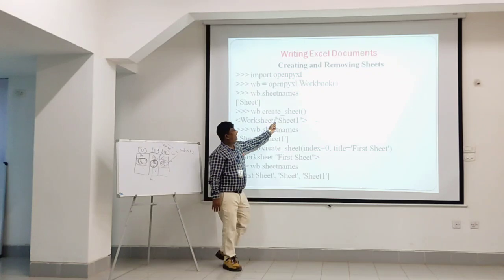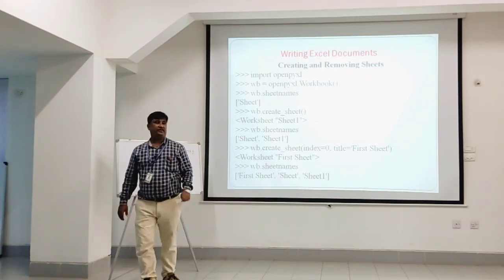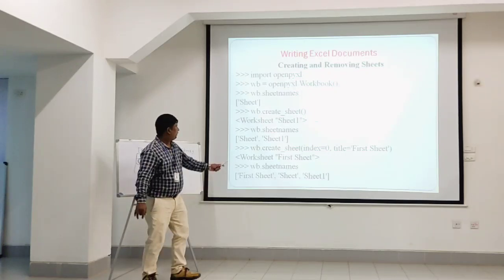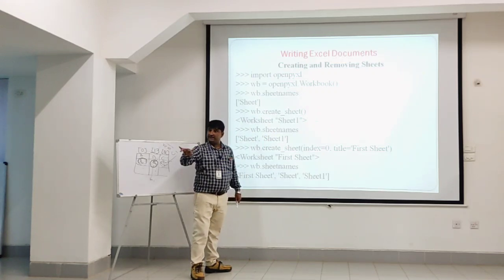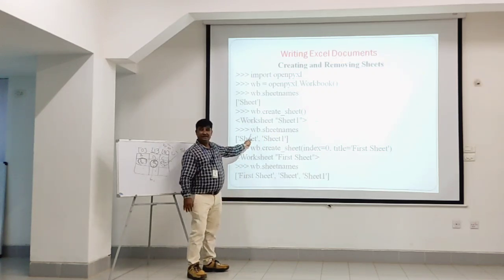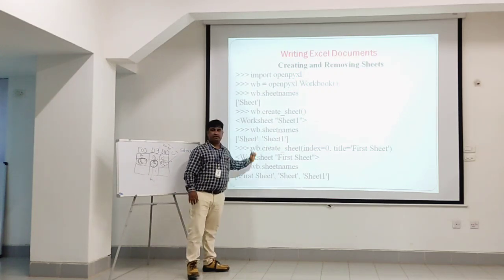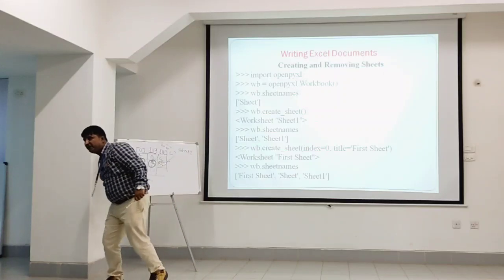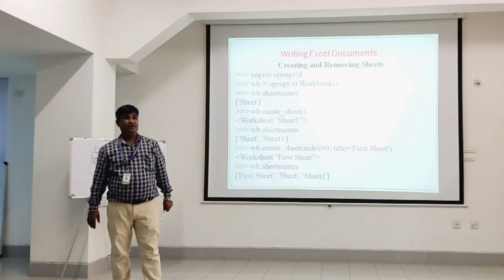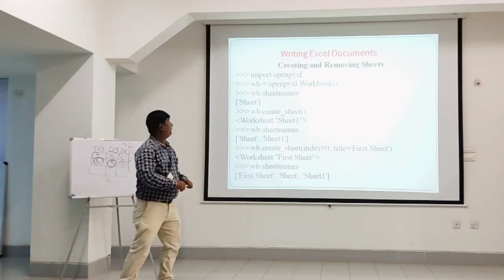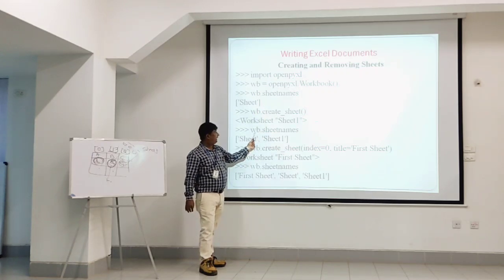wb.create_sheet. What is create_sheet? It is a built-in function to create a new sheet. The sheet name is Worksheet "Sheet1". How do we check whether it is created? wb.sheetnames will give "Sheet" and "Sheet1". Why "Sheet" and "Sheet1"? Can anyone tell me why it's not Sheet1 only? Because "Sheet" was already created with openpyxl.Workbook.